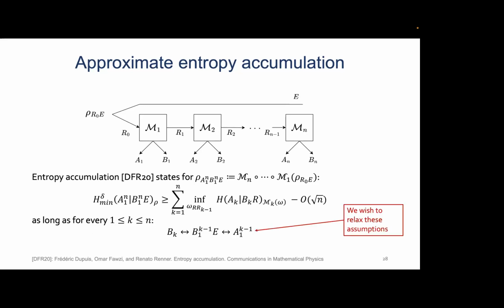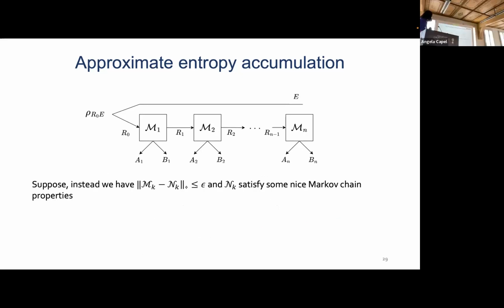Okay. In approximate entropy accumulation, we just really want to relax these conditions a bit. The way we do that is by considering the same setting. But now let's say that the maps M_k themselves are not nice enough for this final state rho to satisfy the Markov chain conditions. Instead, these maps M_k are approximated by some other maps N_k. And let's say these maps N_k satisfy all kinds of nice Markov chain properties. We'll pin down the exact properties they need to satisfy later on.